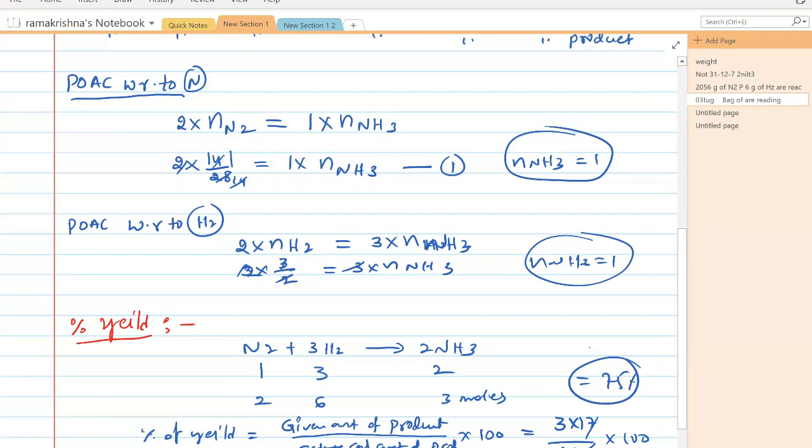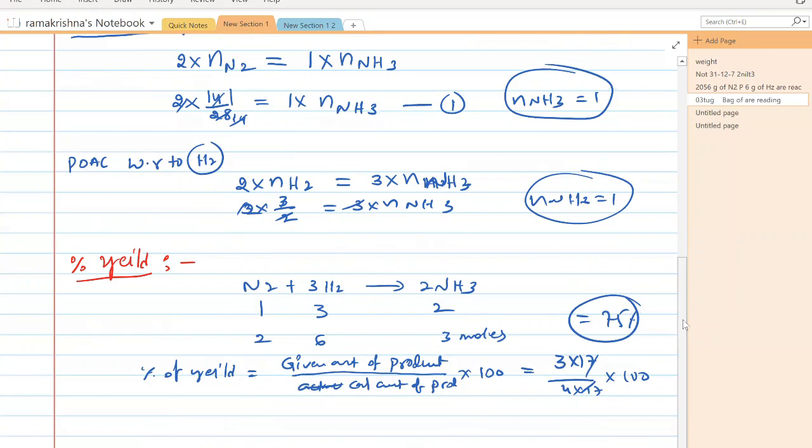So this is a very simple relation for mole, mass, and volume, and the interrelation between them. In the next video, we can do more questions on this concept.